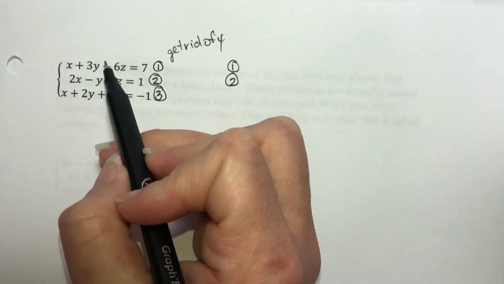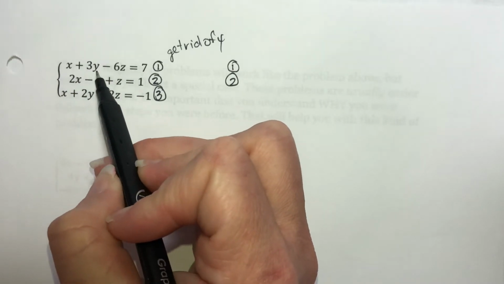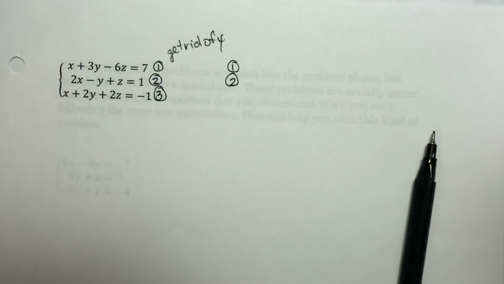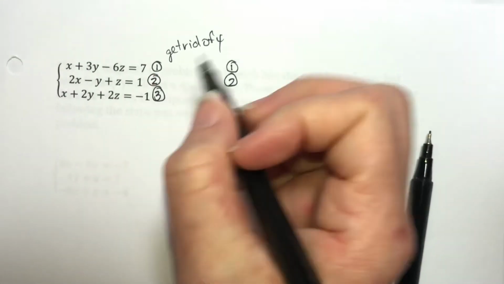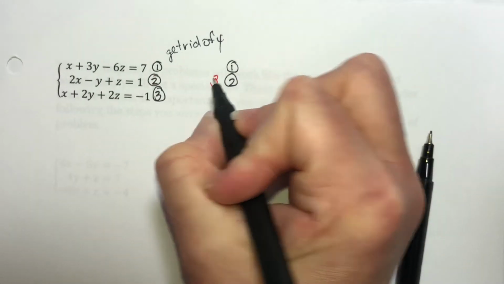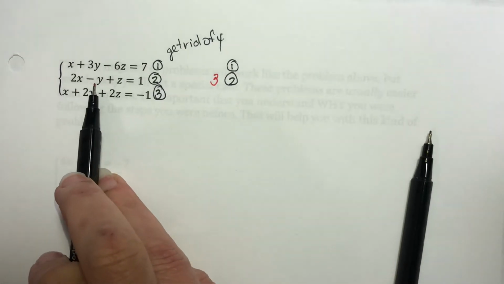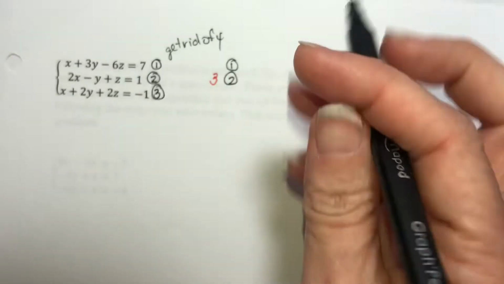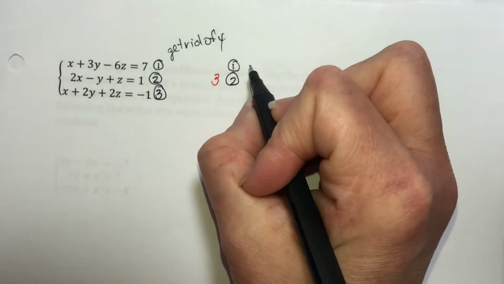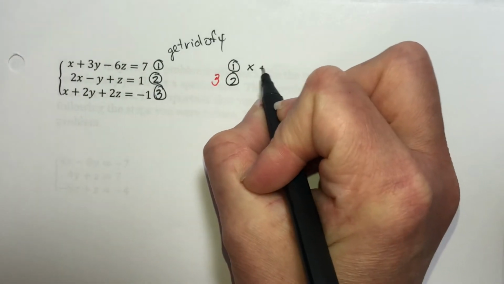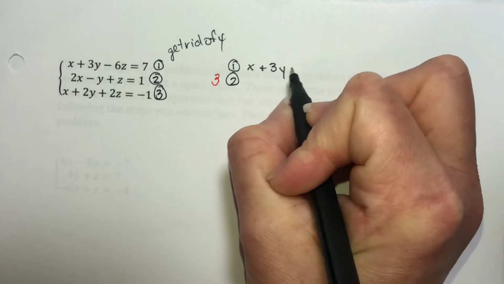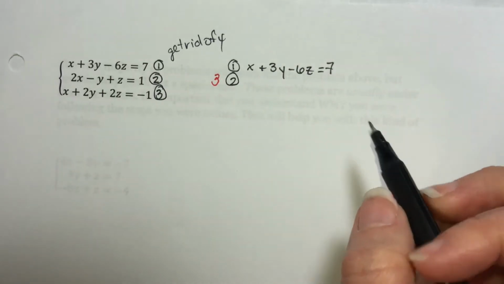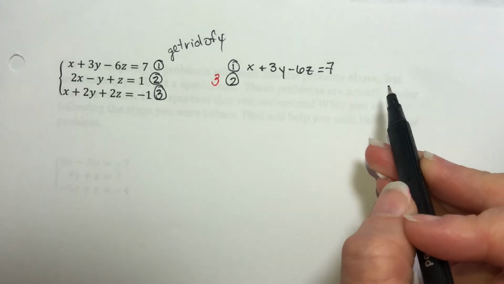Now, if I look at these two and I want to get rid of y, I have a 3 here, I have a negative 1 here. So if I multiply this entire second equation by a positive 3, that's going to give me a negative 3 here, and then when I add them together, it's going to cancel out. So my first equation stays the same. Again, make sure that you're copying it down correctly. Take those extra seconds to make sure.